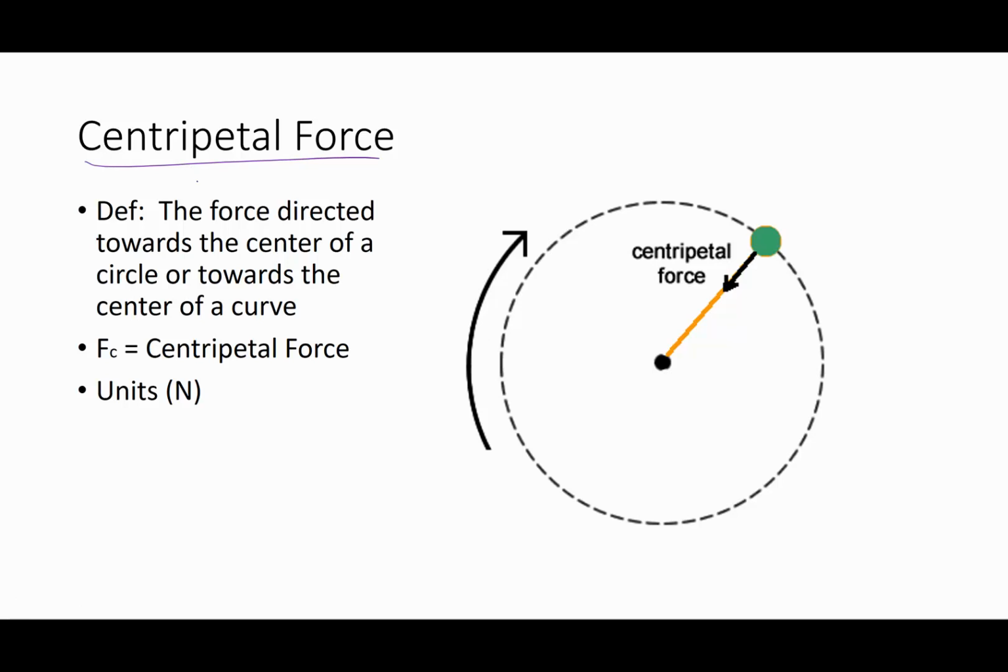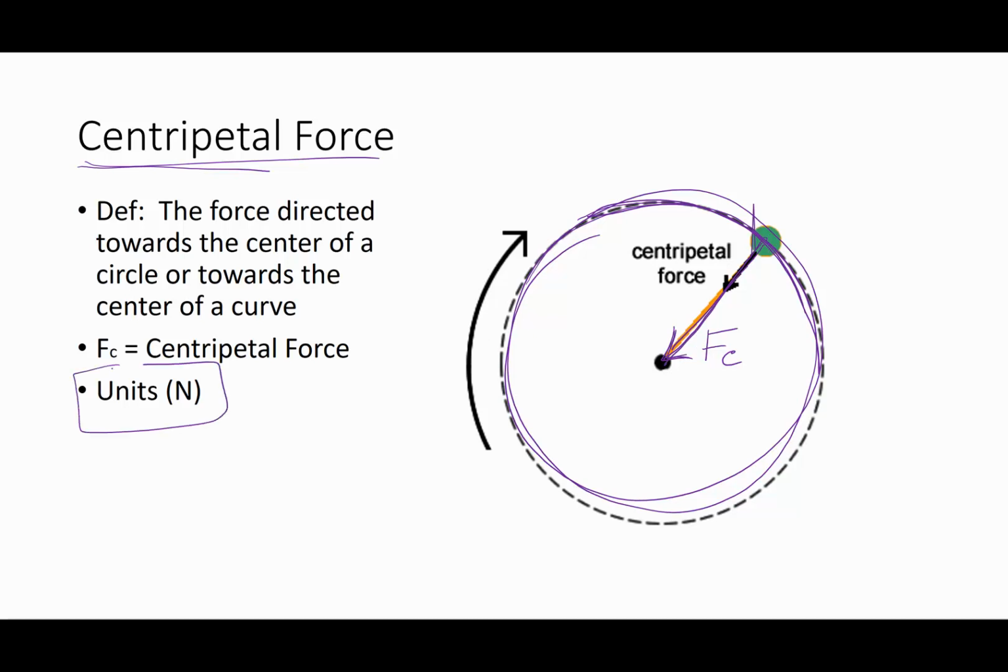Once in a while I'll overpronounce it and say centripetal force, but the centripetal force is always directed towards the center of a circle. So if I've got an object that's spinning in a circle like this, centripetal force will always be directed towards the center of that circle. And if it's a partial circle or an arc, then it's going to be directed towards the center of that arc. This is a force, and so we're typically going to measure it in newtons. Once in a rare while, we'll measure it in pounds.